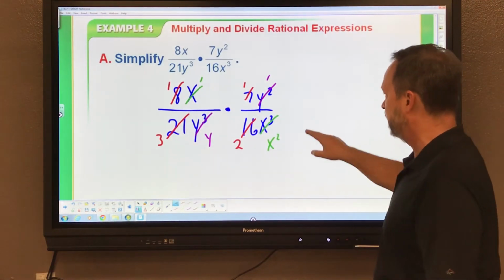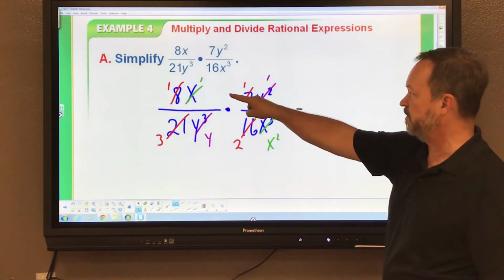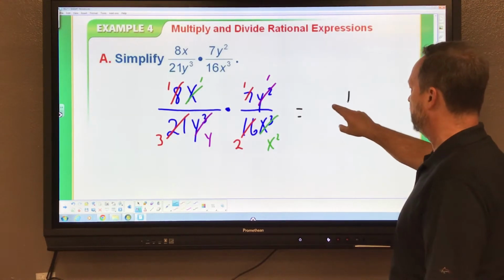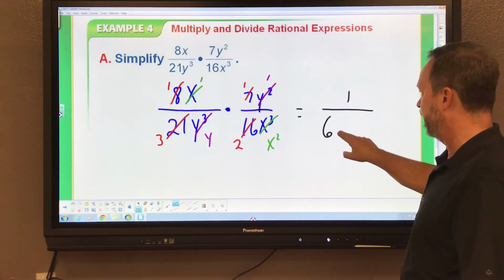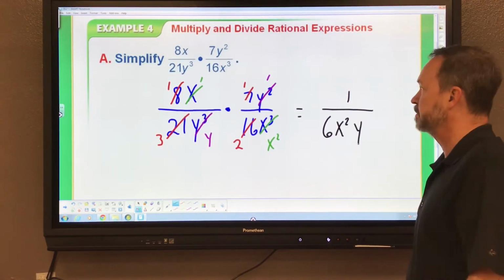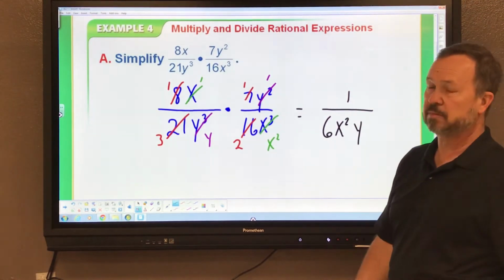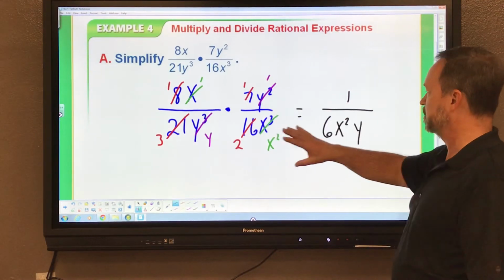And then for my final answer, I look at all my stuff in the top, I get 1s. That's all I got, 1. I look at all my stuff in the bottom, I get 6 x squared y. That's cute. All that mess simplified to this.